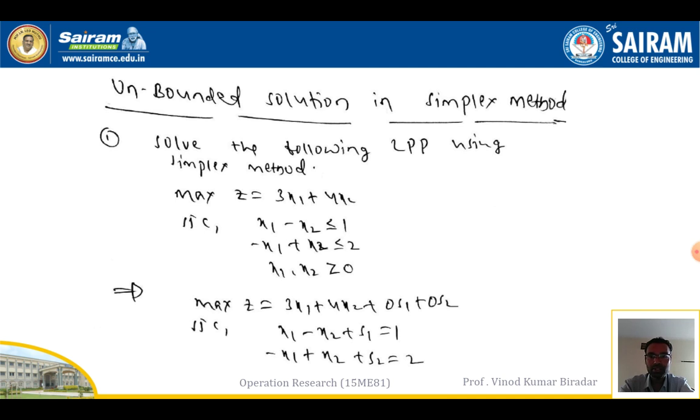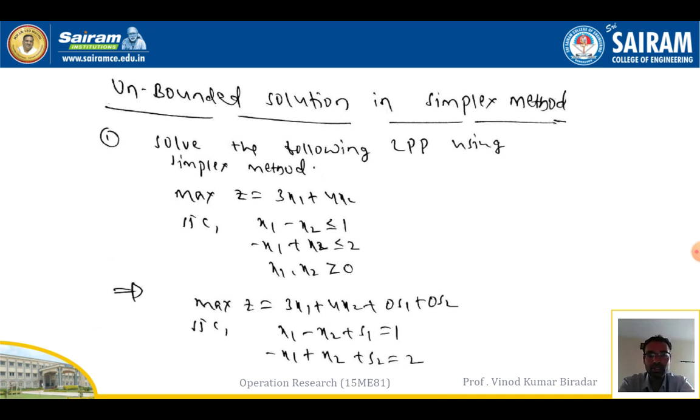Maximize z equal to 3x1 plus 4x2, subject to the constraints x1 minus x2 is less than or equal to 1, and minus x1 plus x2 is less than or equal to 2, with x1, x2 greater than or equal to 0. The same procedure that we follow in the simplex method, we are going to follow here also. Here they have given less than or equal to, so you add a slack variable.